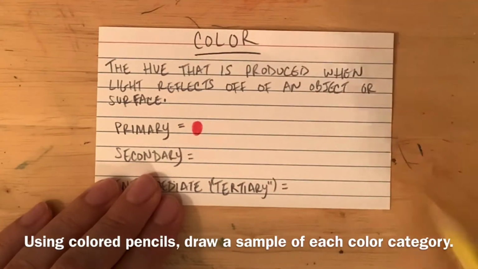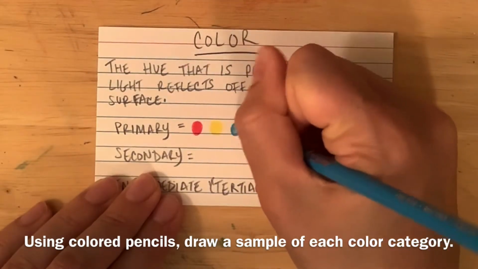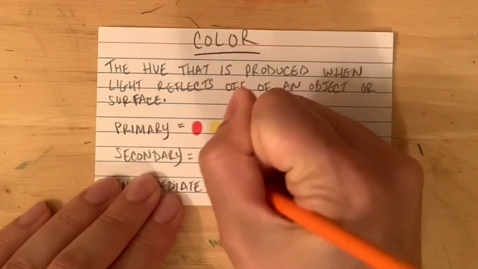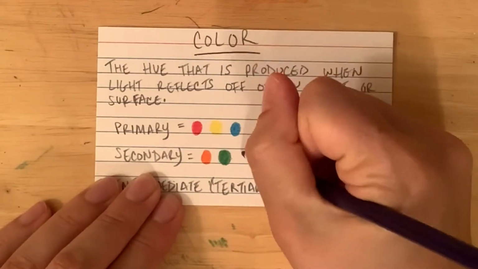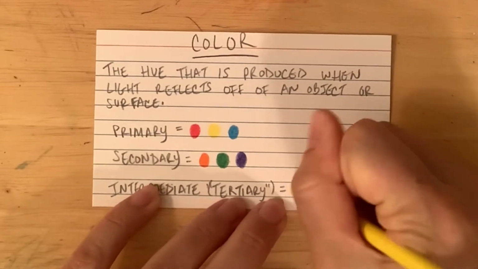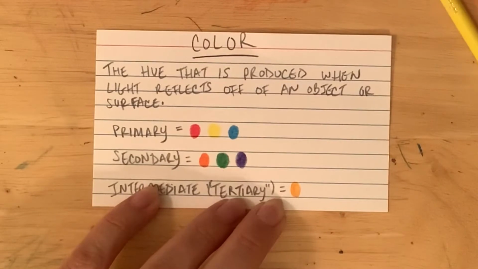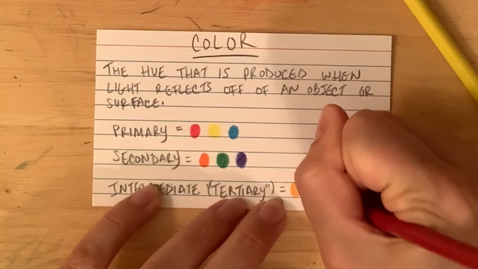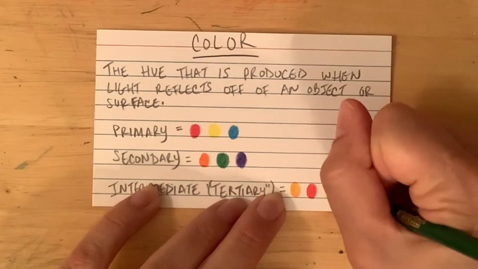Use red, yellow, and blue in the primary category. Use orange, green, and violet, also called purple, in the secondary category. And finally, for the intermediate category, please use yellow-orange, red-orange, yellow-green, blue-green, blue-violet, and red-violet.